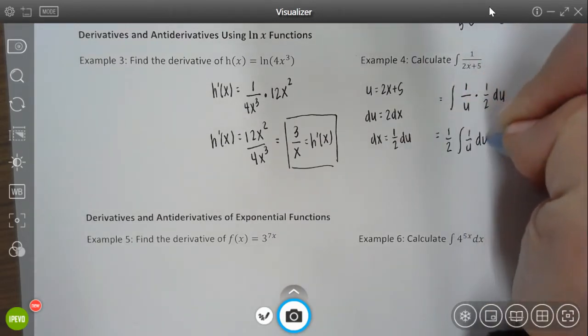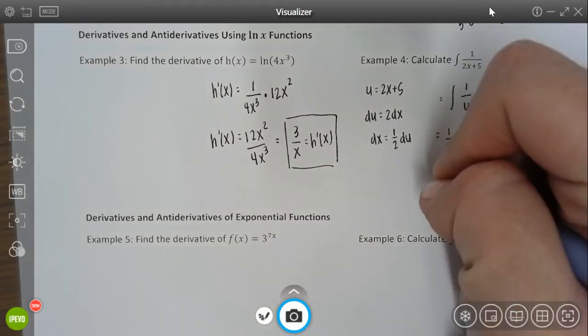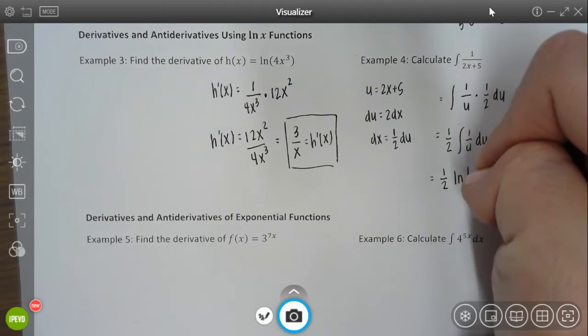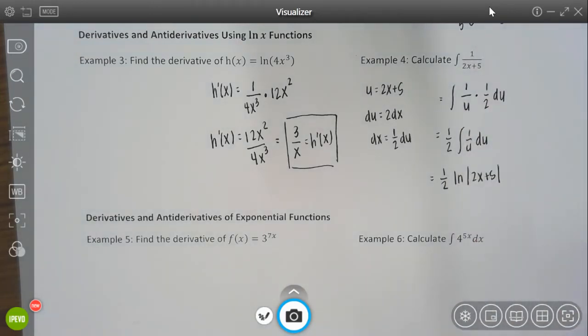And this is in the form of the integral of 1 over u, which we know is the ln of, well, in this case, it'll be u with, again, don't forget your absolute value. So that's going to be 1/2 times the natural log of the absolute value of u, which we would say is 2x plus 5. And then since we are indefinite here, don't forget your plus c.